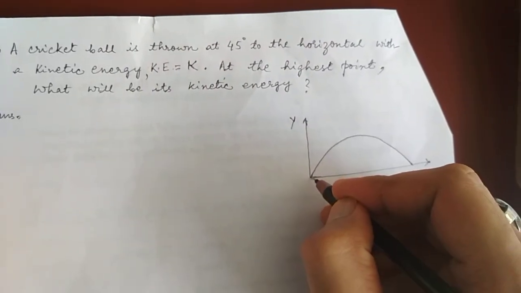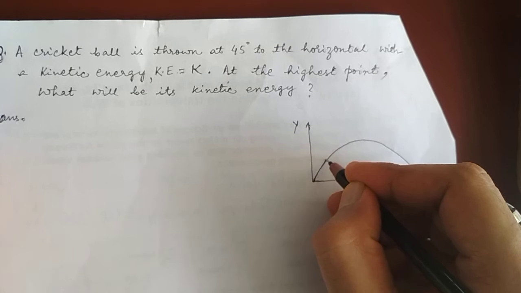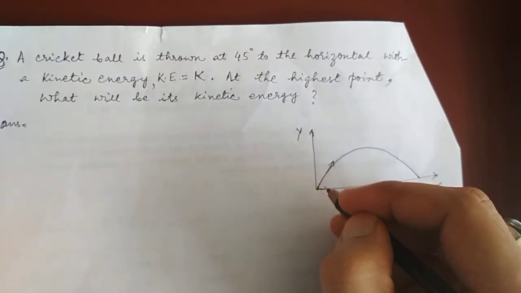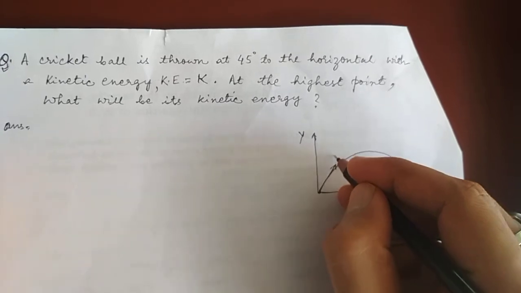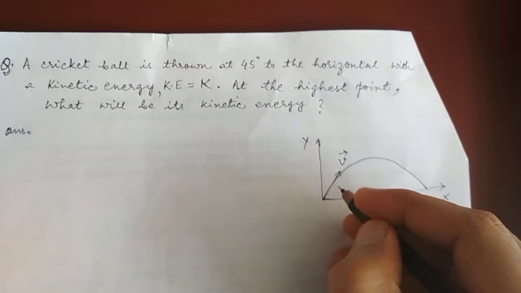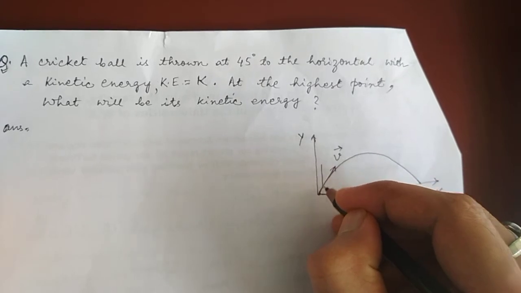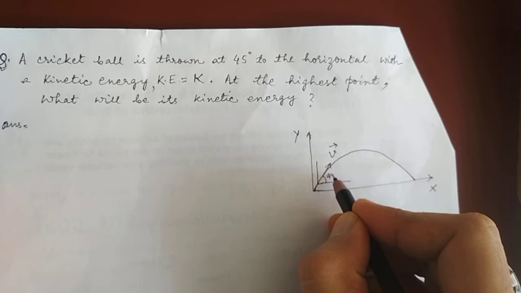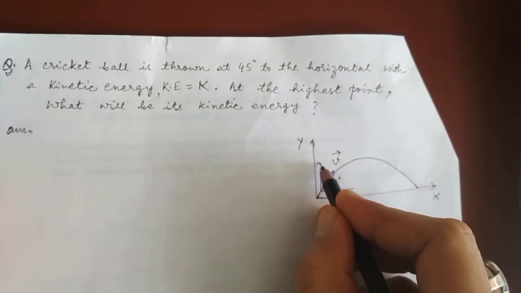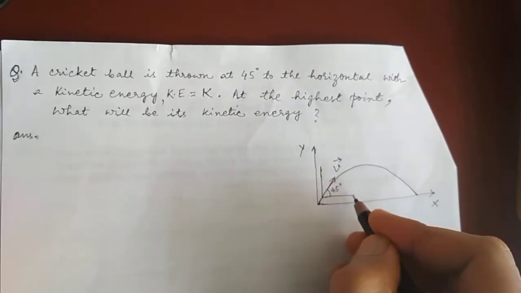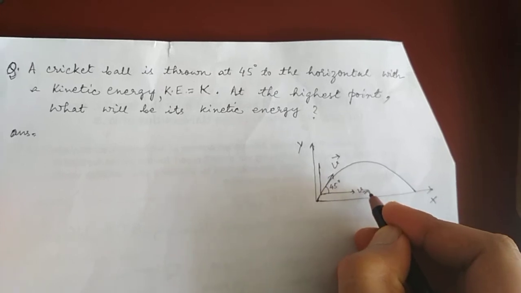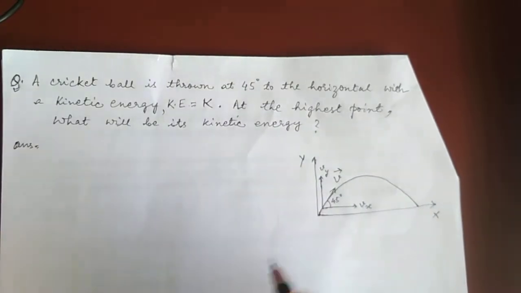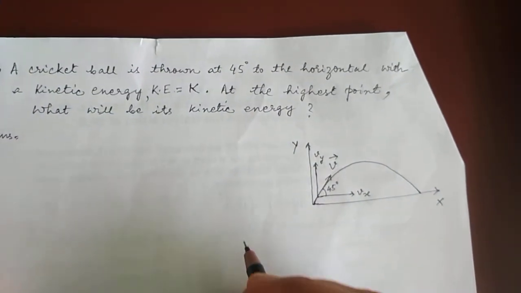So the velocity of projection is along this direction and let it be v. So it is projected at an angle 45 degrees to the horizontal. In this direction we have Vx and we have Vy.